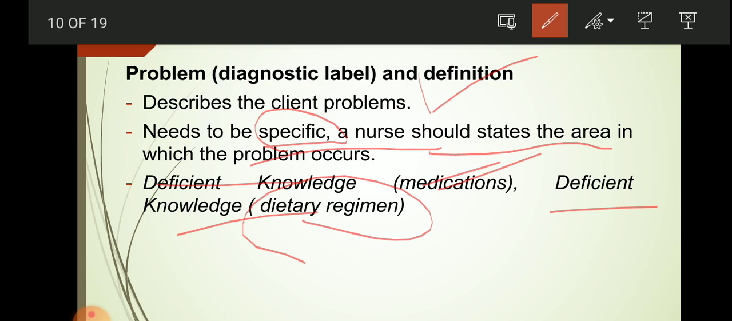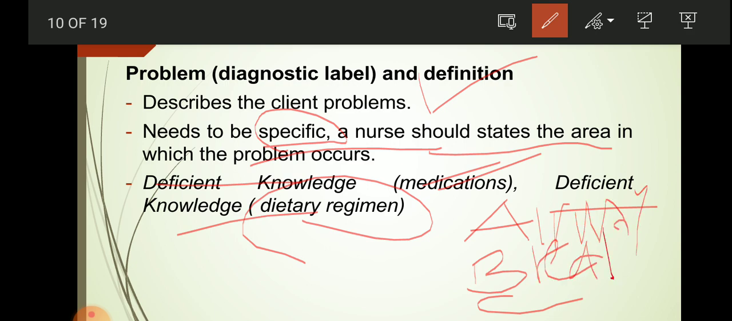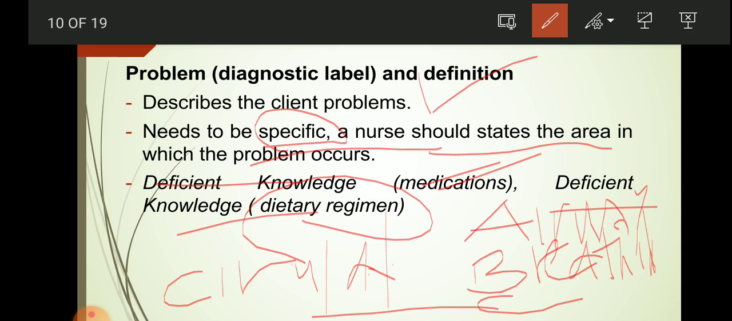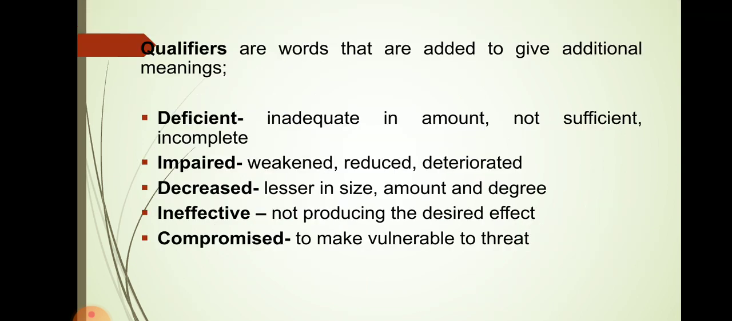Of course, always remember, this is a tip I will give you. It's ABC: airway, breathing, and C for circulation. So when we prioritize, guys, we address the airway first. We don't start with the dietary regimen, because the airway problem is the highest priority that we need to prioritize. Okay, airway first, then breathing, and then circulation.